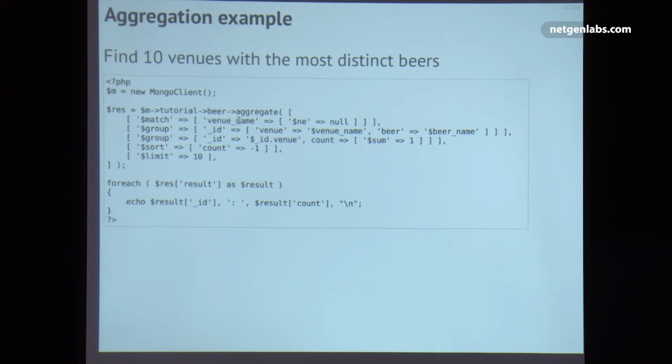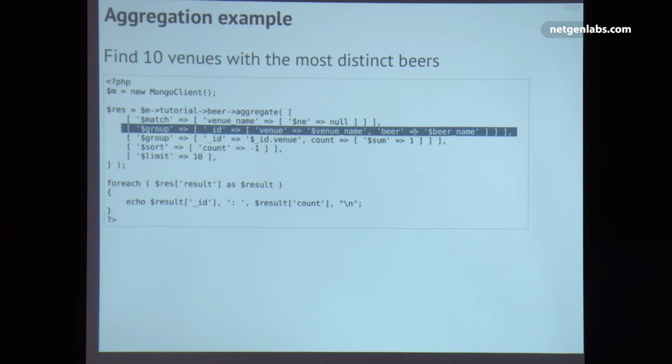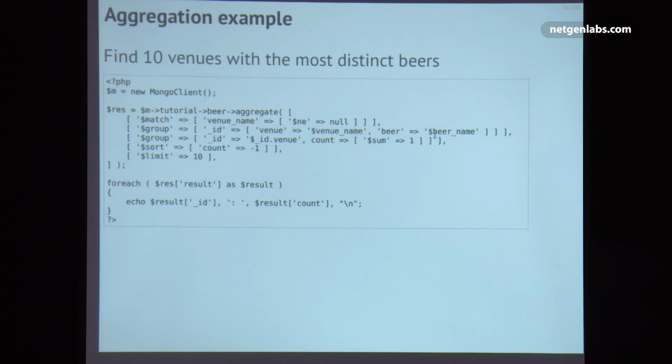Every document is going to have this venue name field, but some of them are going to be empty. So the first match that I'm doing is finding all the beers that actually have a venue set, because I'm checking for documents where venue name is not equal to null. So that's my match.